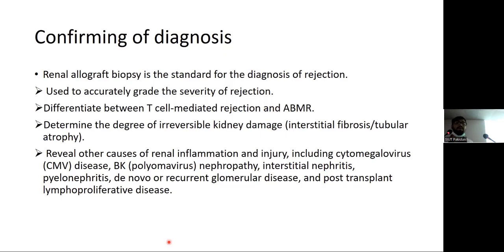Now, renal allograft biopsy is the standard method of diagnosis. It helps us to accurately grade the cell-mediated rejection and differentiate between T-cell-mediated rejection and antibody-mediated rejection. Let's repeat the symptoms which will indicate rejection.